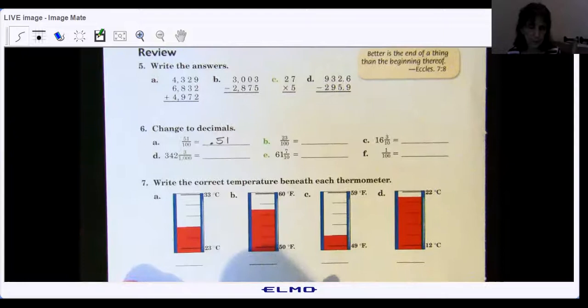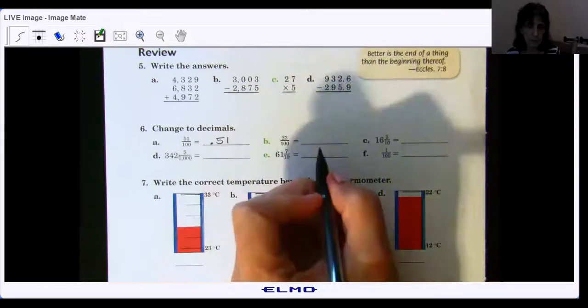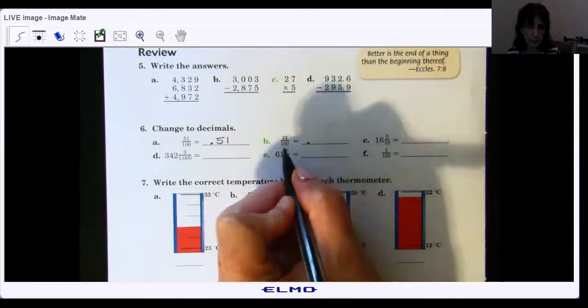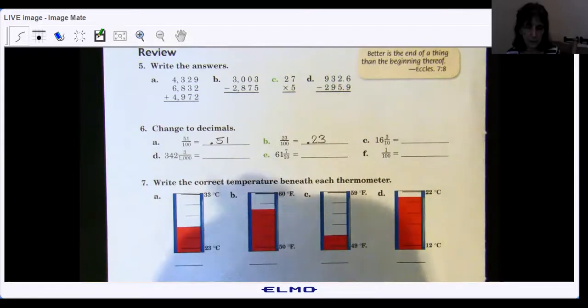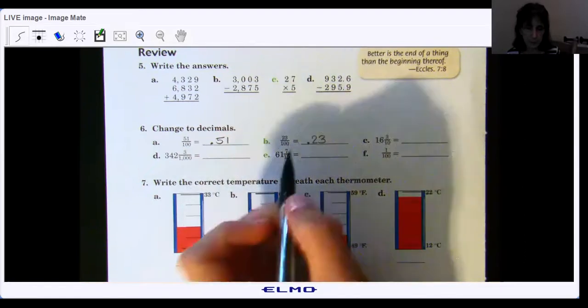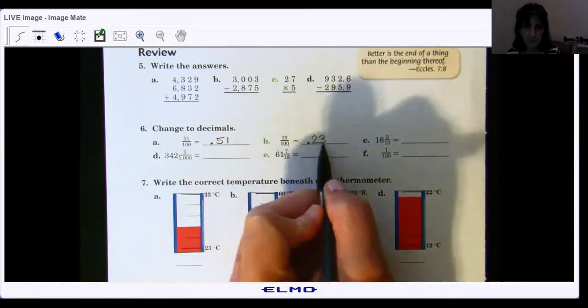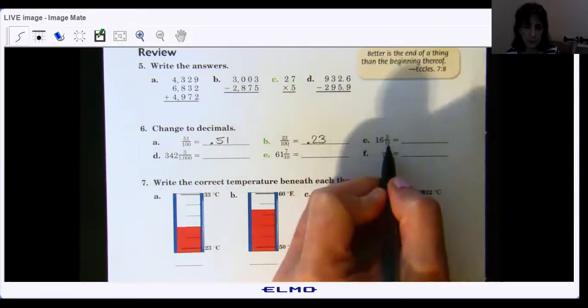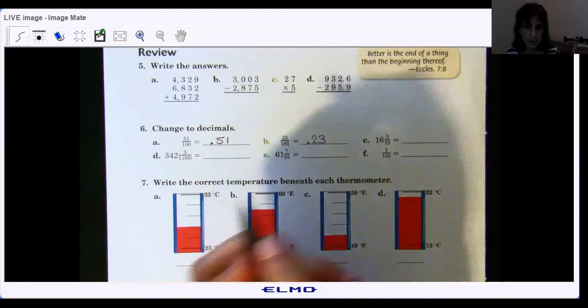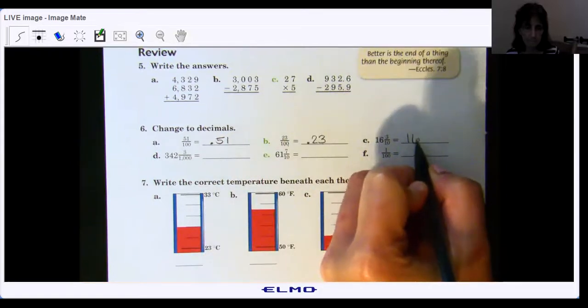All right, the next one, 23/100. Decimal point 23. We're in the hundredths place. All right, and look, there's 2 zeros in 100, so there's 2 places. All right, let's look at the next one, 16 3/10. There's only 1 zero. That means 1 place. So decimal point 3.